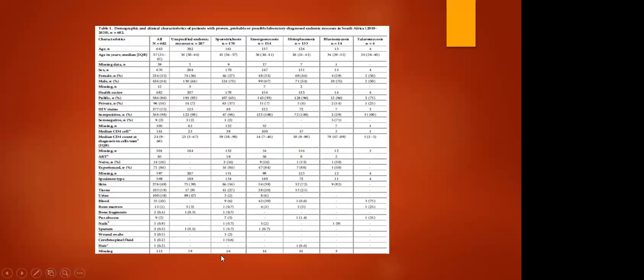This was just a table taken from them looking at the demographic data, but I just wanted to highlight that the patients who did present with HIV were severely immunocompromised, all had CD4 counts less than 100. And then the other thing is that the most common clinical specimen that was submitted for investigation was skin biopsies.